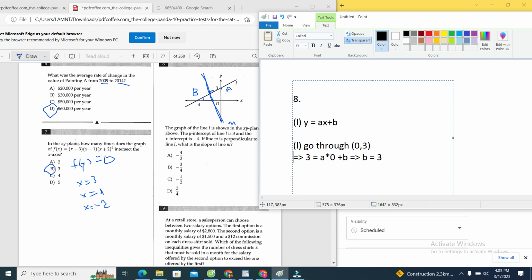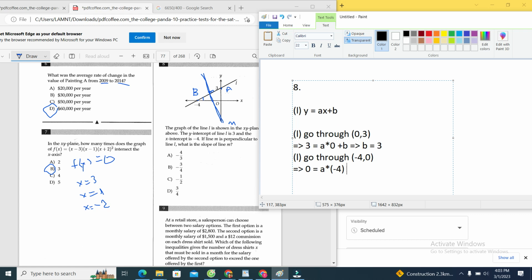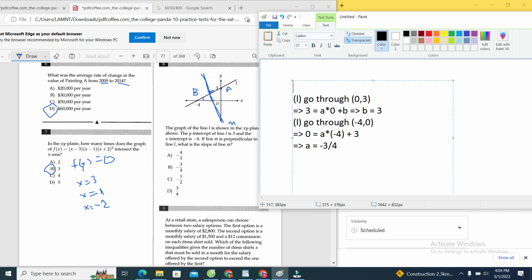And we know that L also goes through minus 4 and 0, so we have 0 equal to a times minus 4, plus b, which we know is 3. So we can figure out a to be minus 3 over 4, right? a is minus 3 over 4. Okay, so now we know that M.